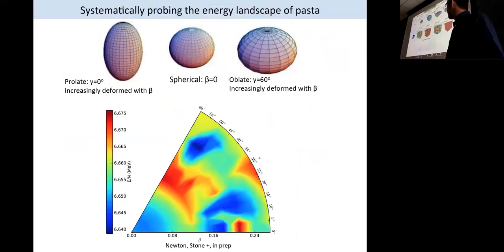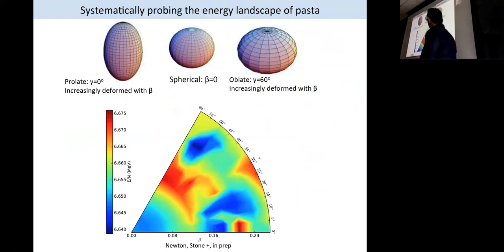So let me skip back to this. We have tried to probe this more thoroughly. We've been looking at the energy landscape of pasta as a function of the deformation of the nuclei. These are nuclear physicists' preferred parameterizations of the deformation of nuclei. This parameter beta just characterizes how much you are stretching or squashing pasta. Higher beta, more stretch.